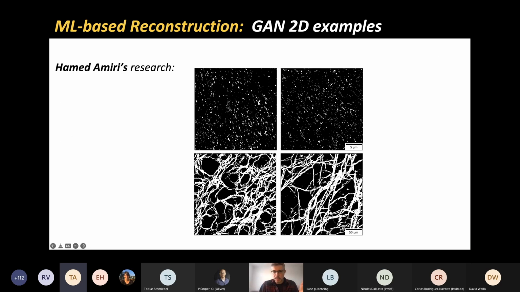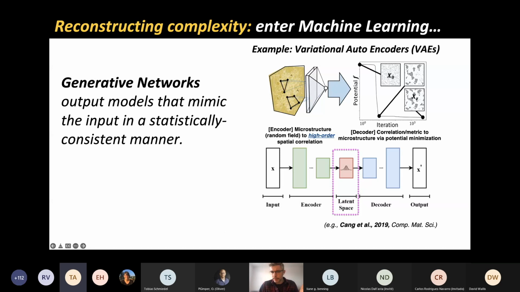Can you see my cursor? It's important now. Not really. And now? Yes. So you can see a network.